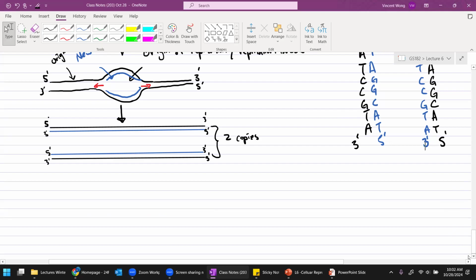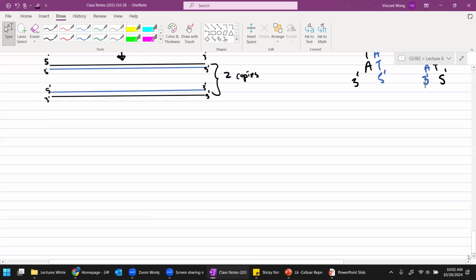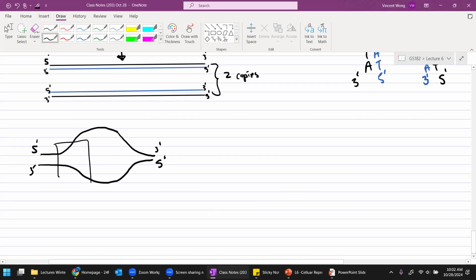All right. So what we're going to do now is zoom in onto one side of the bubble. Okay, so I'm going to draw the bubble again. Just draw a small one here. Okay, we have 5 prime to 3 prime and 3 prime to 5 prime. These are just the directionality. And then we're going to zoom in into this portion.